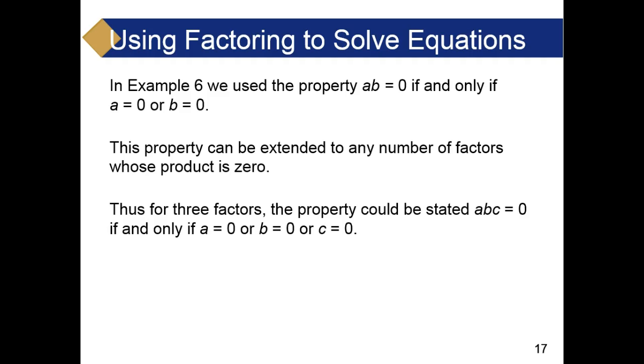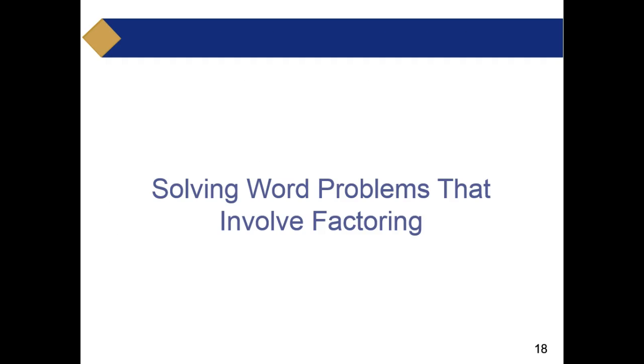For example, if you had A times B times C, remembering A can be some entity, B is another entity, C another entity, then if the product is 0, then one of those, at least one, has to be 0. Either A is 0, B is equal to 0, or C is equal to 0, or multiple ones. At least one of them has to be 0. Does that make sense? Okay.